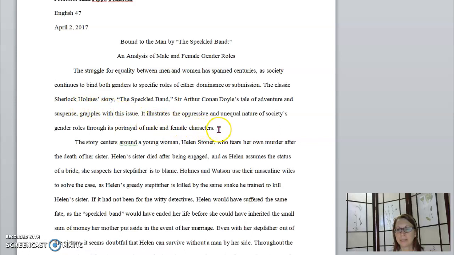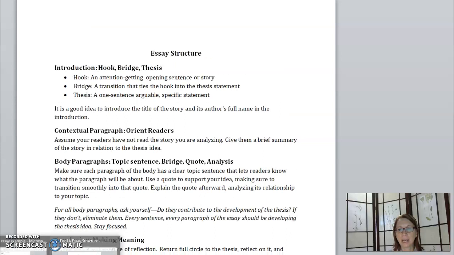And now let's look at the thesis. It illustrates the oppressive and unequal nature of society's gender roles through its portrayal of male and female characters. That's clear and it's specific, and notice how nicely all these sentences flow together. They have nice transitions. Next, let's look at the contextual paragraph.